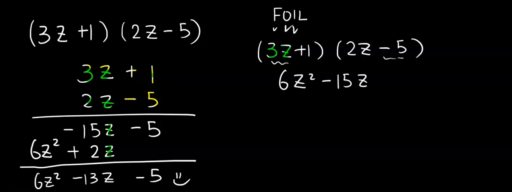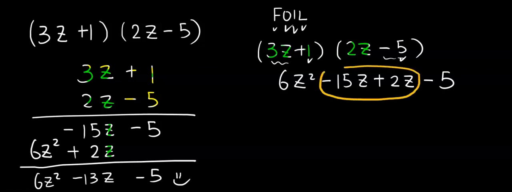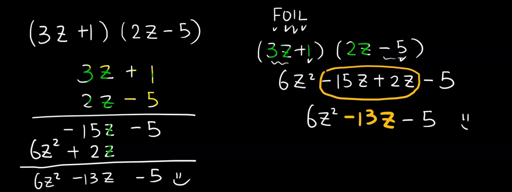I'm going to take care of I. I says inner. Inner is 1 times 2z. That is 2z. Positive. Okay, both of them are positive. Last one, L says last. Last is 1 times negative 5. That's negative 5. Now, remember to combine like terms. Negative 15z plus 2z, negative 13z. Rewrite the other, 6z squared minus 5. 2 different methods, same beautiful solution.